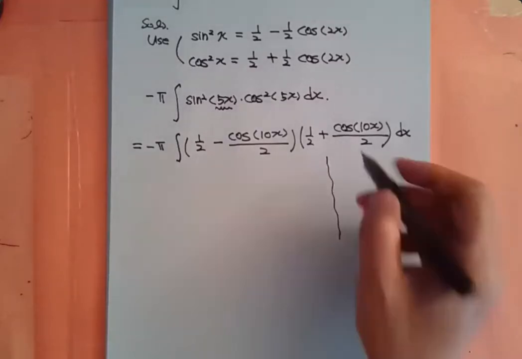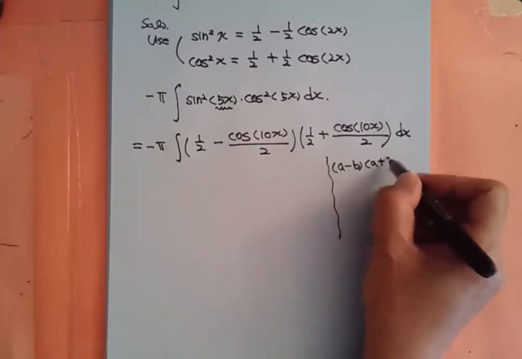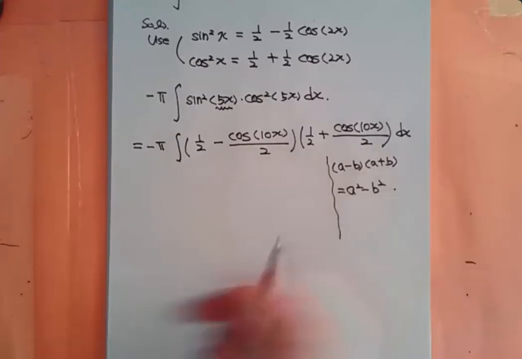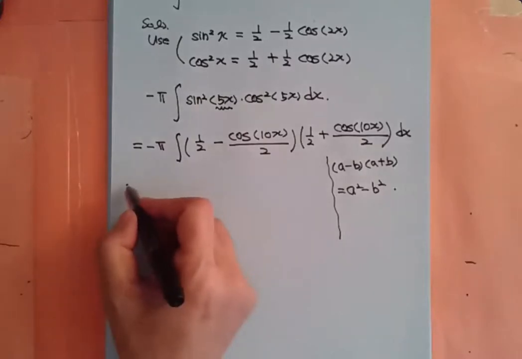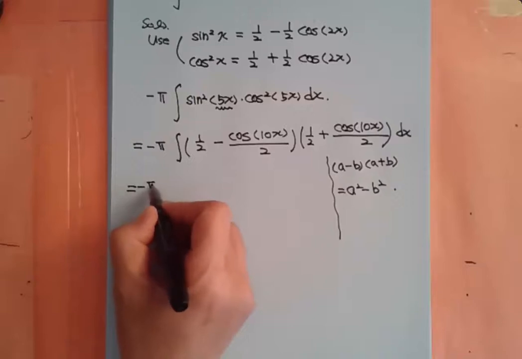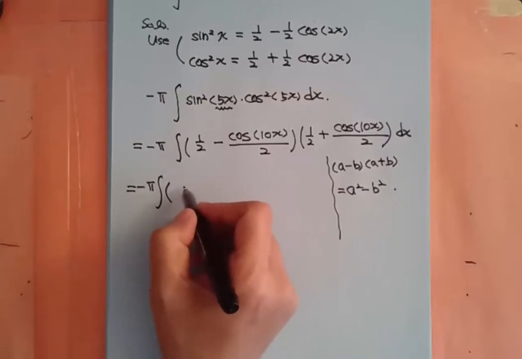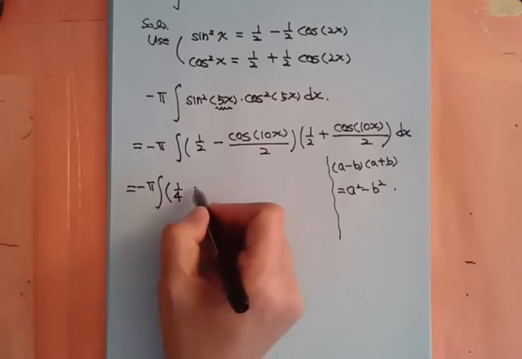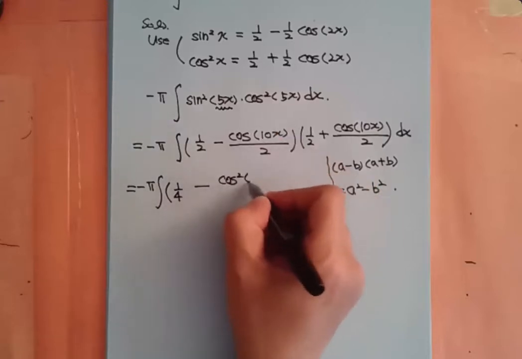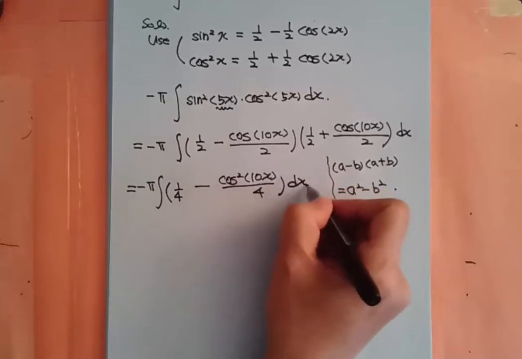The expansion formula we will use will be a minus b times a plus b is a squared minus b squared. So when we expand this, or you can use FOIL if you cannot remember the formula. So it becomes the integral of 1 over 2 squared is 1 over 4 minus the second term squared will be cosine squared of 10x over 4 dx.